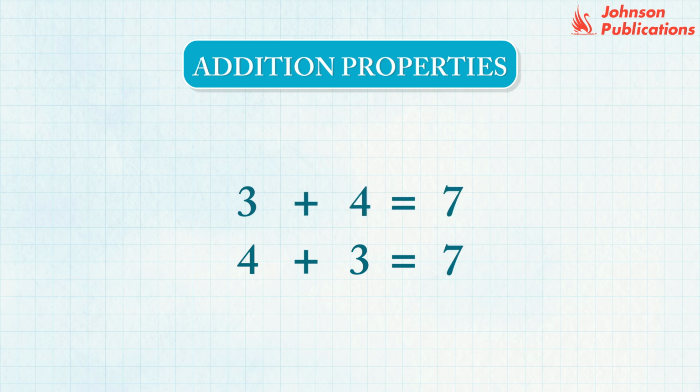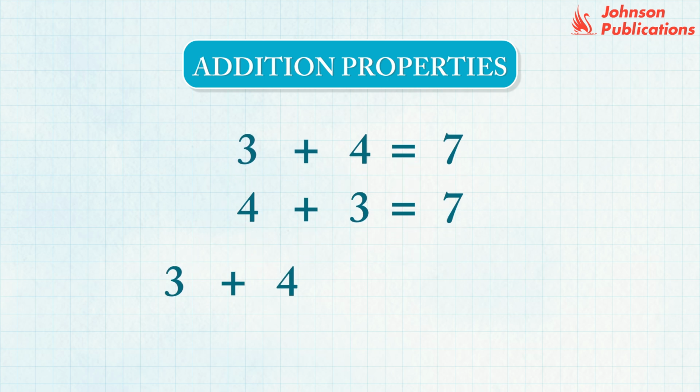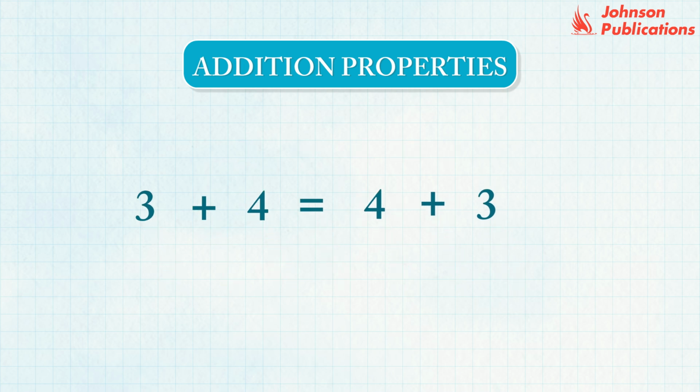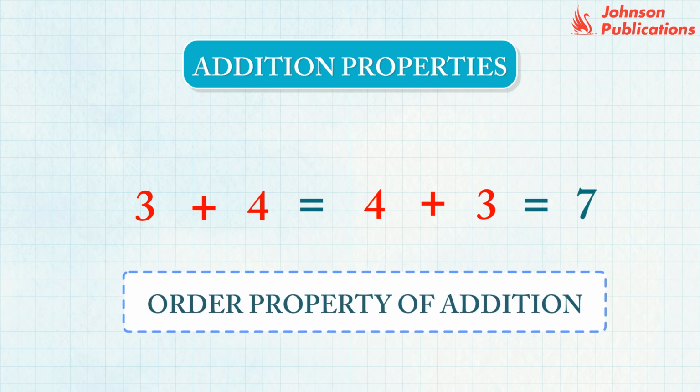We see that 3 plus 4 is equal to 7 and 4 plus 3 is also equal to 7. So, 3 plus 4 is equal to 4 plus 3. Always remember that while adding, if we change the order of numbers, the sum does not change. This is called the order property of addition.